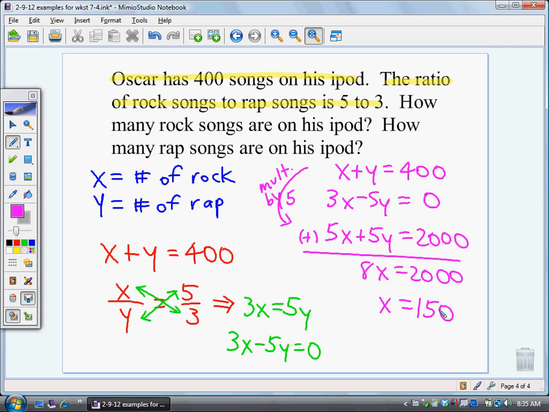And x is the rock songs. Oh, sorry, I think I did that wrong. x is 250, that's the rock songs. Then the rap songs, of course, you put it back in that first equation, it's going to be 150. Those are a couple of problems where you have to write an equation using a ratio.